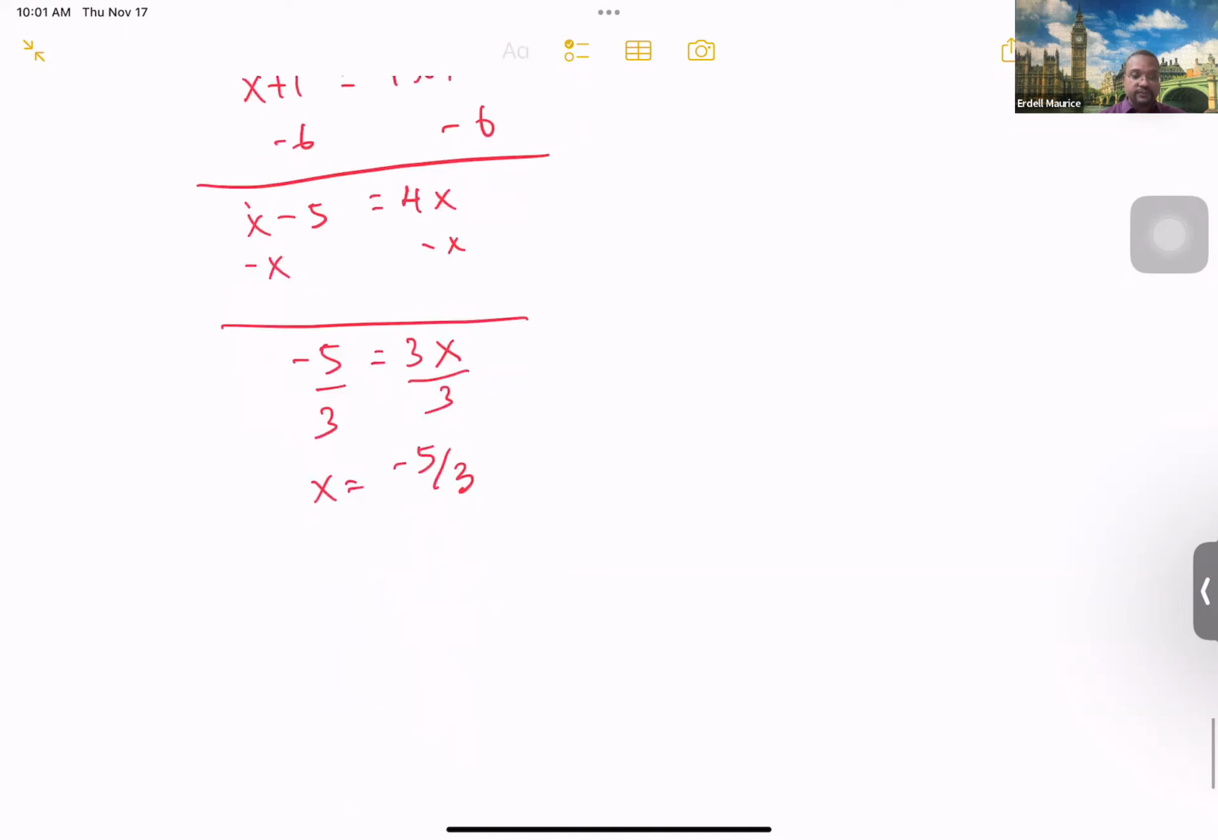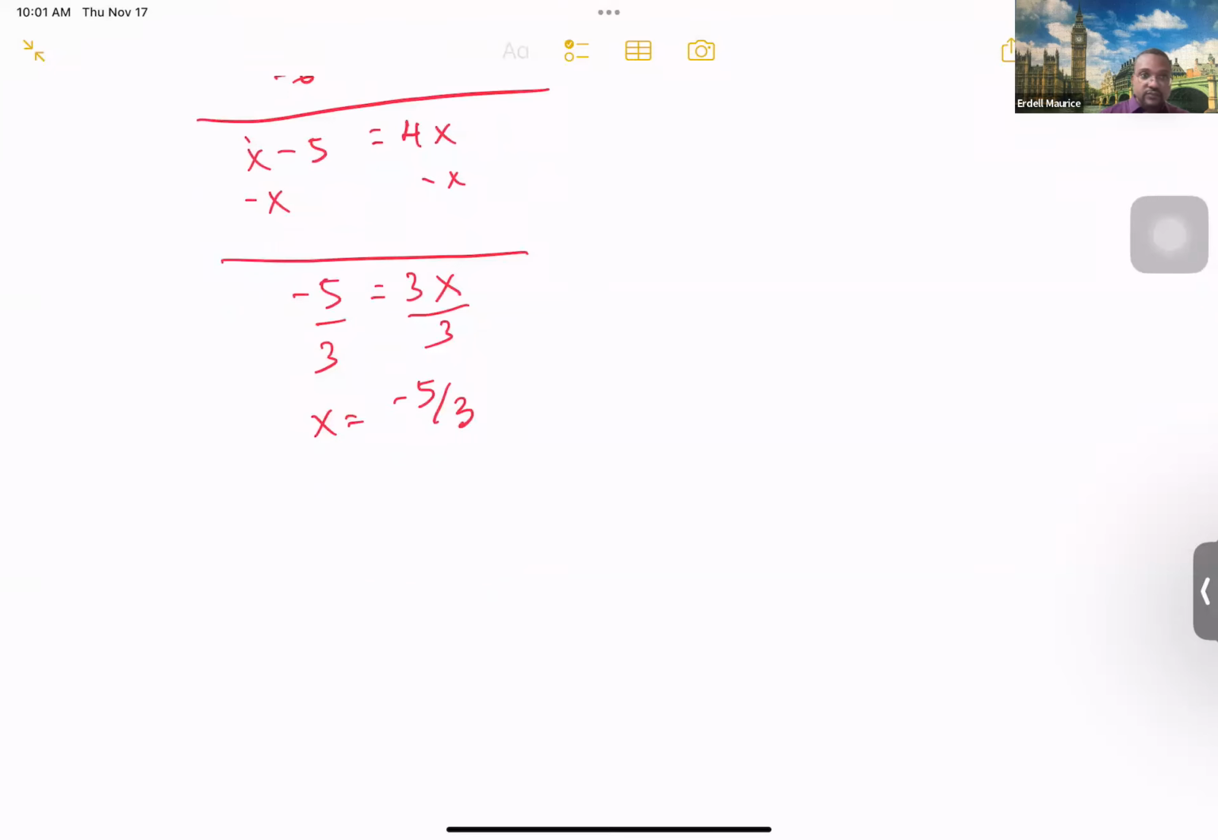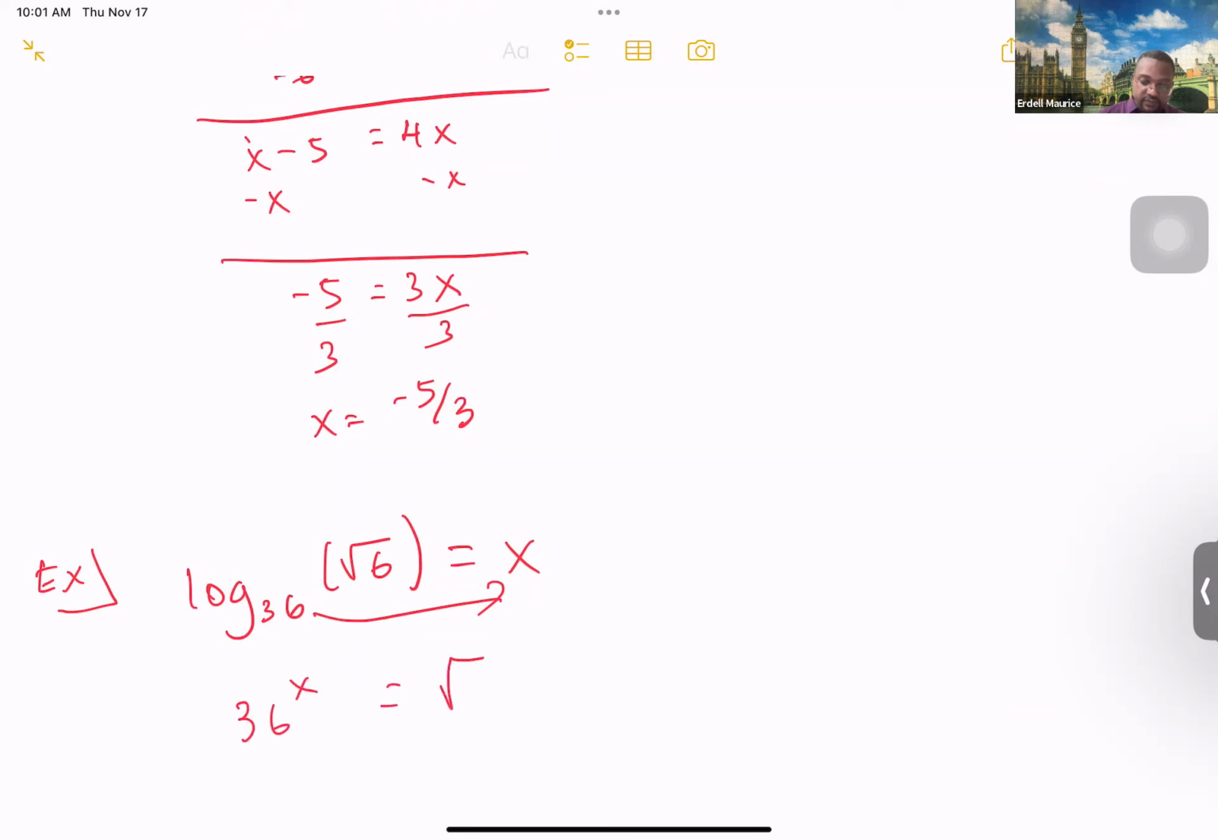All right. I guess we can do one more. Let's try this one. Let's say I have log base 36 of the square root of 6, and I'm trying to evaluate this logarithm. Again, what I do is I simply set it equal to x, simply saying I don't know what the answer is, and then I convert this to exponential form. So 36 to the x power is equal to the square root of 6.